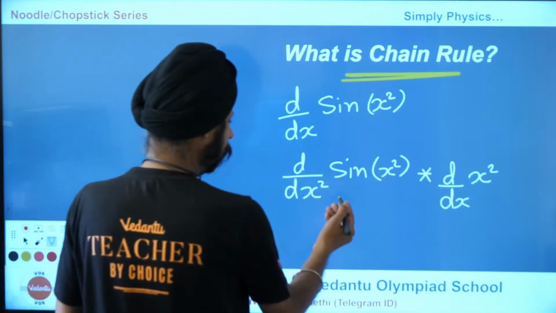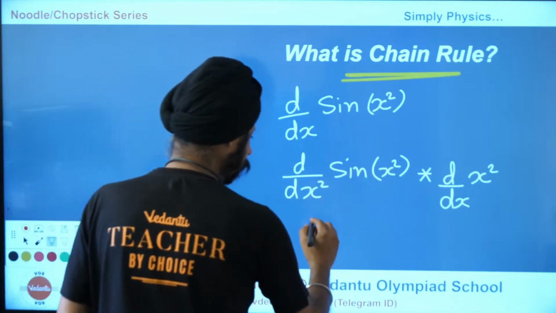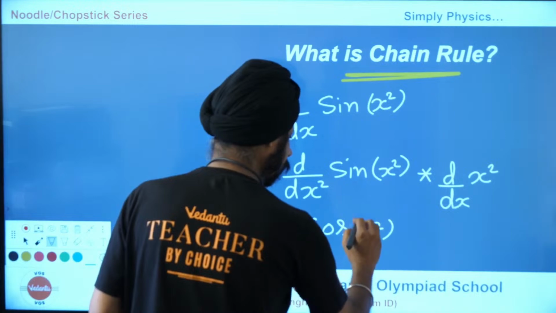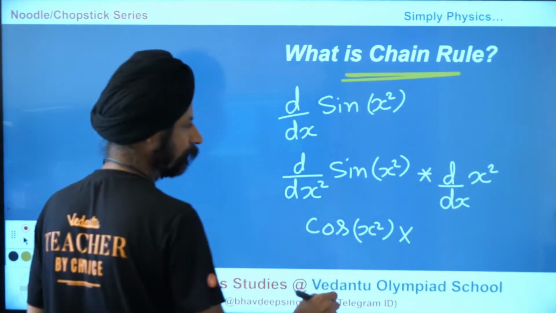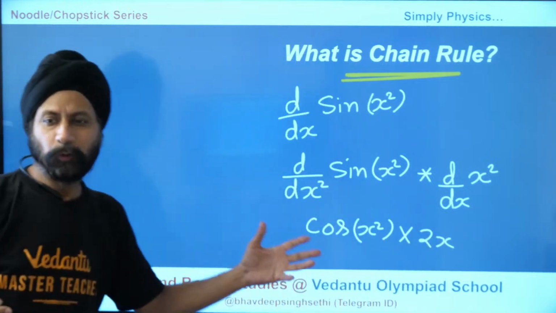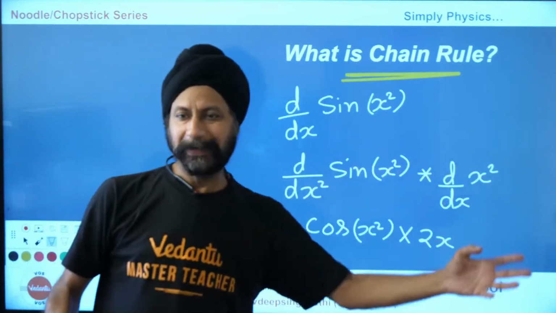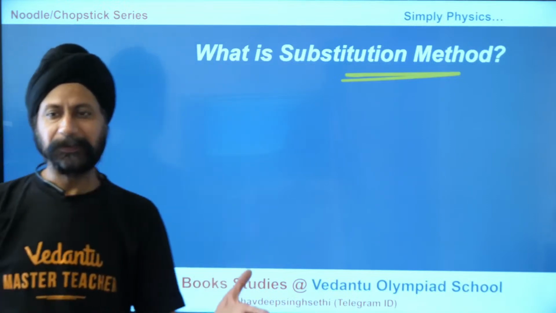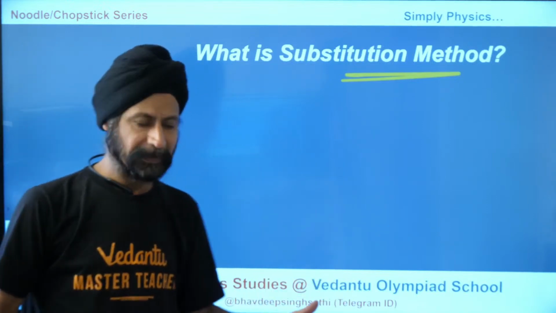So now you know this is going to give you cos of x squared. Then we have in multiplication d by dx of x squared, that gives you 2x. So this is how the chain rule works. You can keep putting more links in that chain. What is the substitution method? It's another tool and it's used in integration.